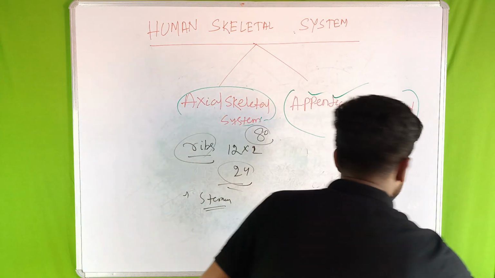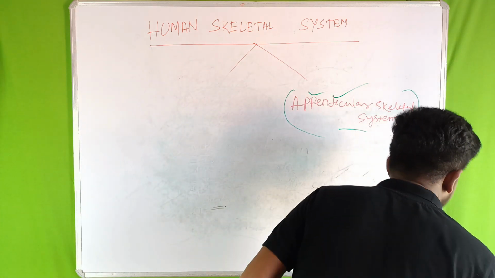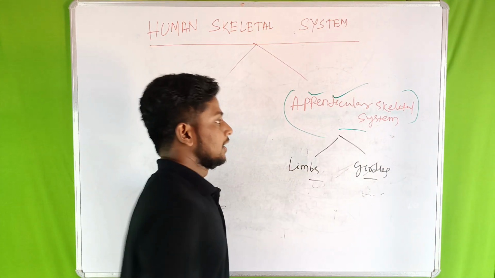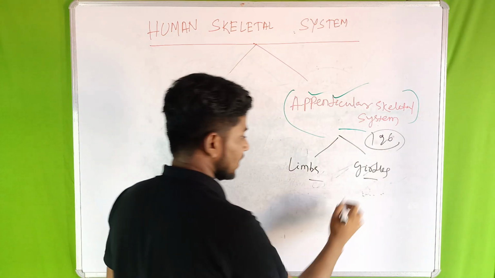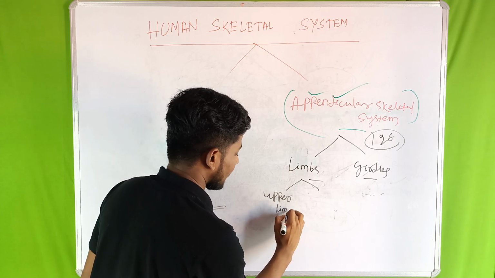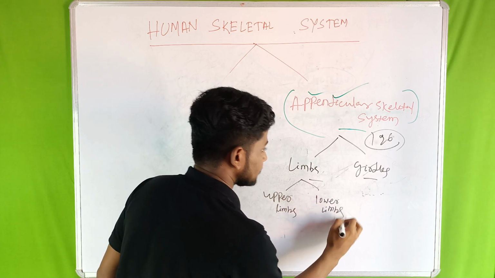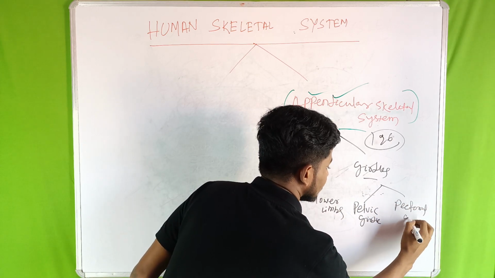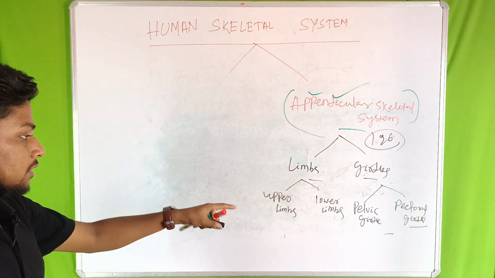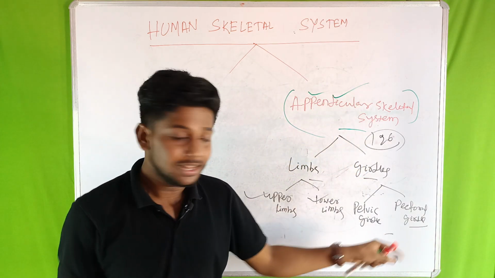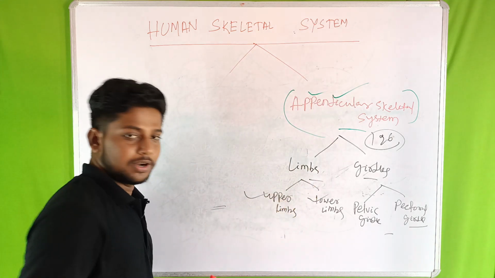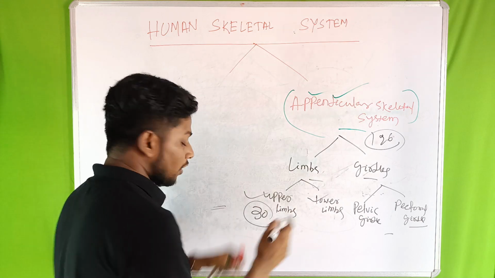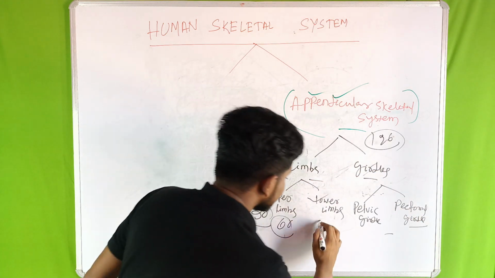Now come to the appendicular skeletal system. The appendicular skeletal system consists of two types: limbs and girdles. Earlier we said 126 bones total. Limbs means upper limbs and lower limbs. Girdles means pelvic girdle and pectoral girdle. Now come to the upper limbs. Upper limbs contain 30 bones on each side. Upper limbs 60, lower limbs 60.